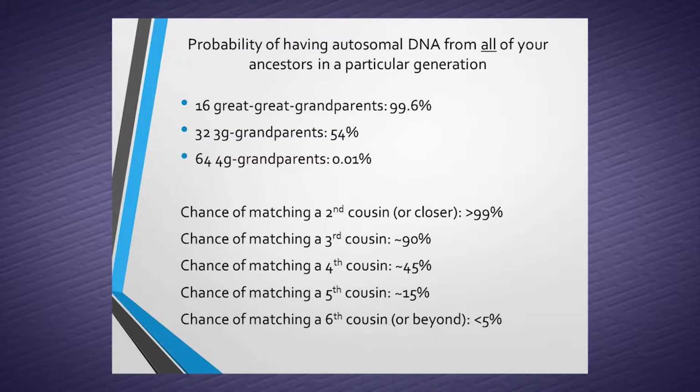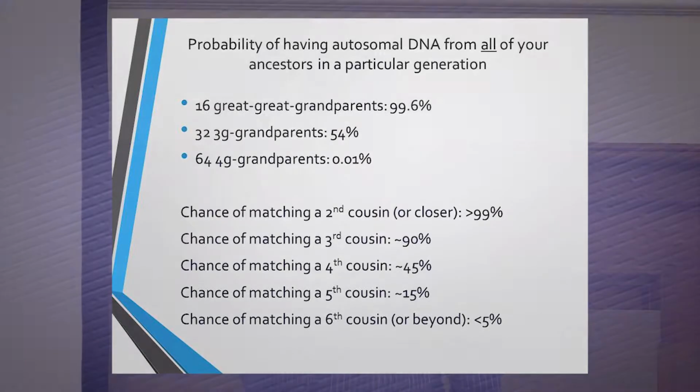Your great-great-grandparents, those 16 people, there's almost a 100% chance you've got some DNA from all of them. Might be a small amount, but you've got some from all of your 16 great-great-grandparents. But what about your 32 3x great-grandparents? There's only a 54% chance that you have some DNA from all 32 of them. And when you get to your 64 fourth great-grandparents, there's almost no chance that you have DNA from all of them.